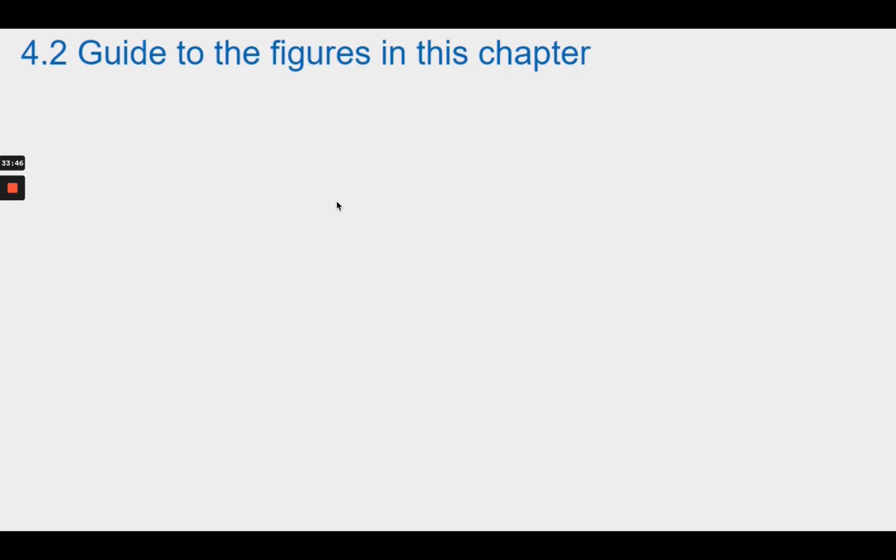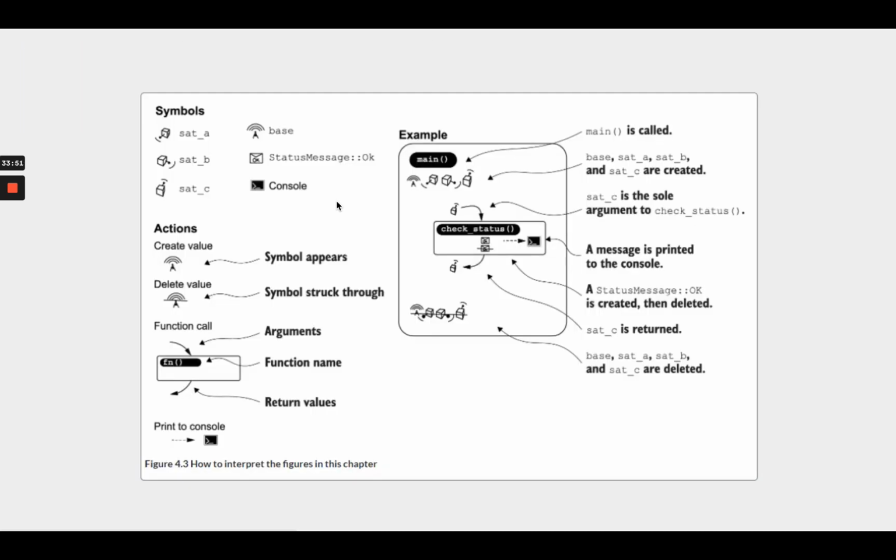Section 4.2 Guide to the figures in this chapter. The figures used in this chapter use a bespoke notation to illustrate the three interrelated concepts of scope, lifetimes, and ownership. Figure 4.3 illustrates this notation.